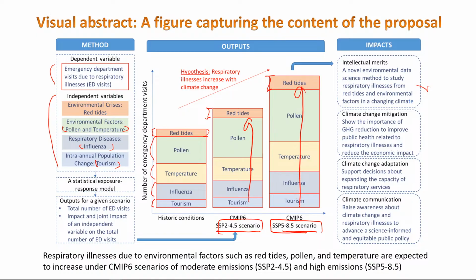Well, it shows the importance of greenhouse gas reduction to improve public health related to respiratory illness and reduce economic impact. So here I'm clearly showing that with climate change, we're going to have more of this. What does this mean? This could encourage people to reduce greenhouse gases and improve the public health impact of climate change.